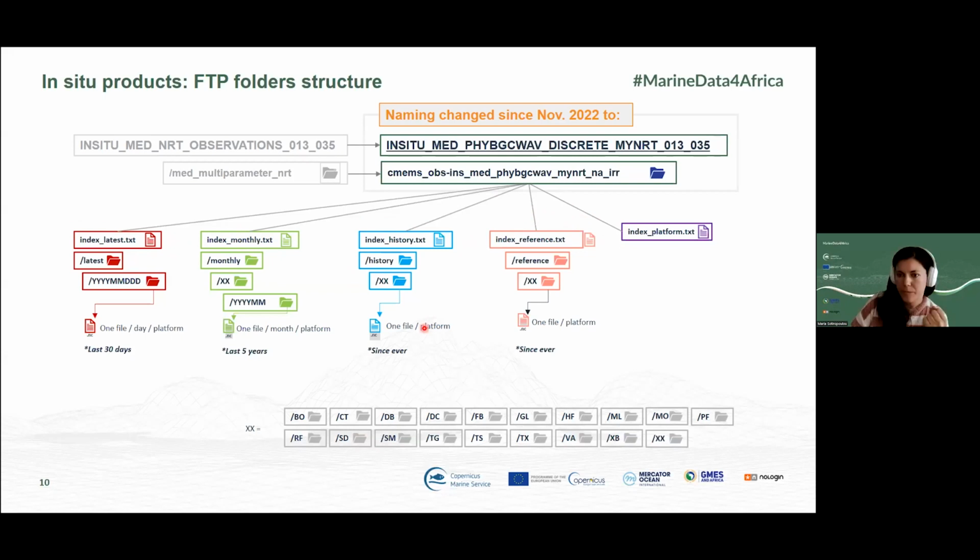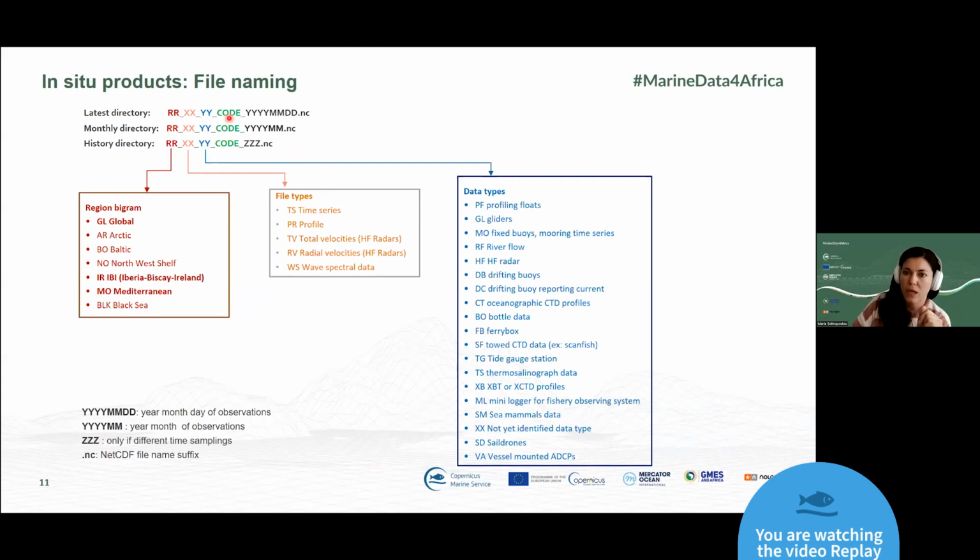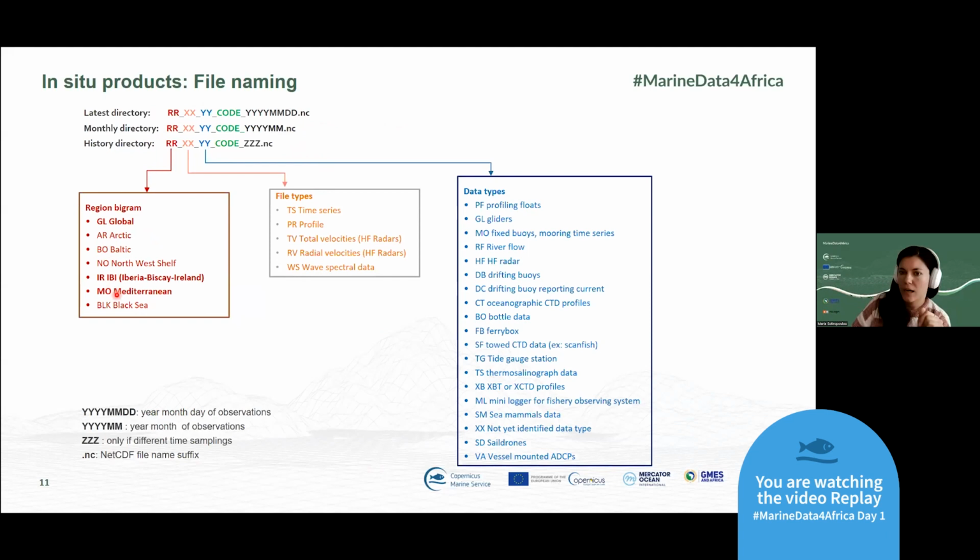One last technical slide is how the files are named. We have tried to make it easier for the users to find a specific platform. So we are using some codes, some bigrams. The first bigram is the region that has collected this data and is distributing this data. The second bigram describes the file type, if it is a time series, if it is a profile, or total or radial velocities for HF radars, or wave spectral data.